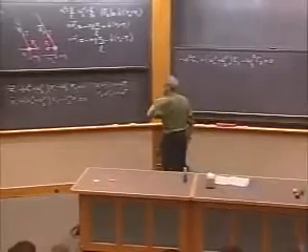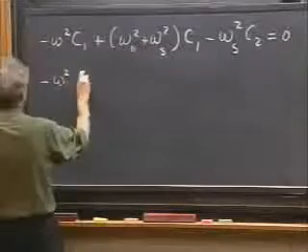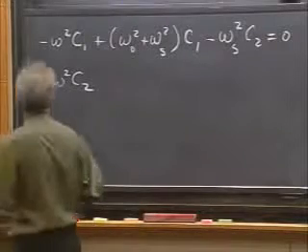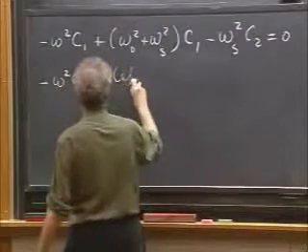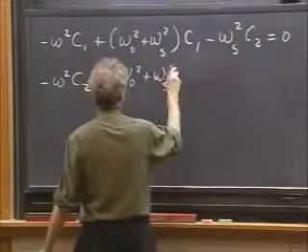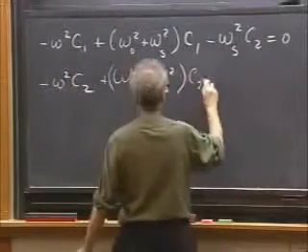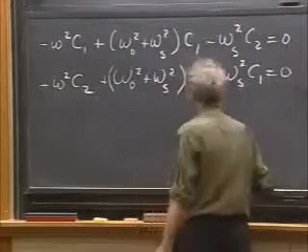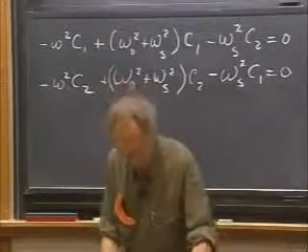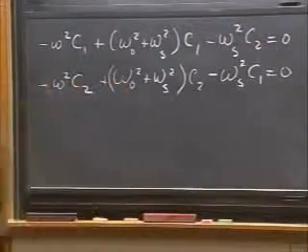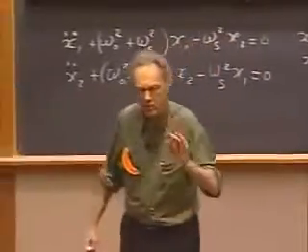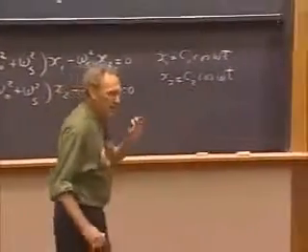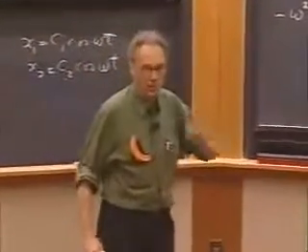The second one has x2 double dot, so I also get a minus omega squared times c2. And then here I get a c2, so I get plus omega 0 squared plus omega s squared times c2. And then I get minus omega s squared times c1 equals 0. And when you have reached this point in your exam, you take a deep breath and you make sure that all your signs are correct.